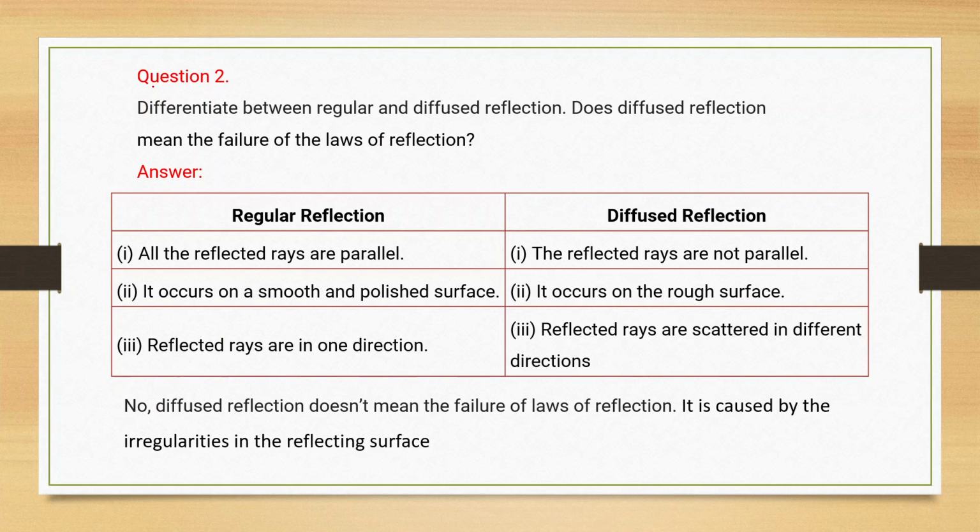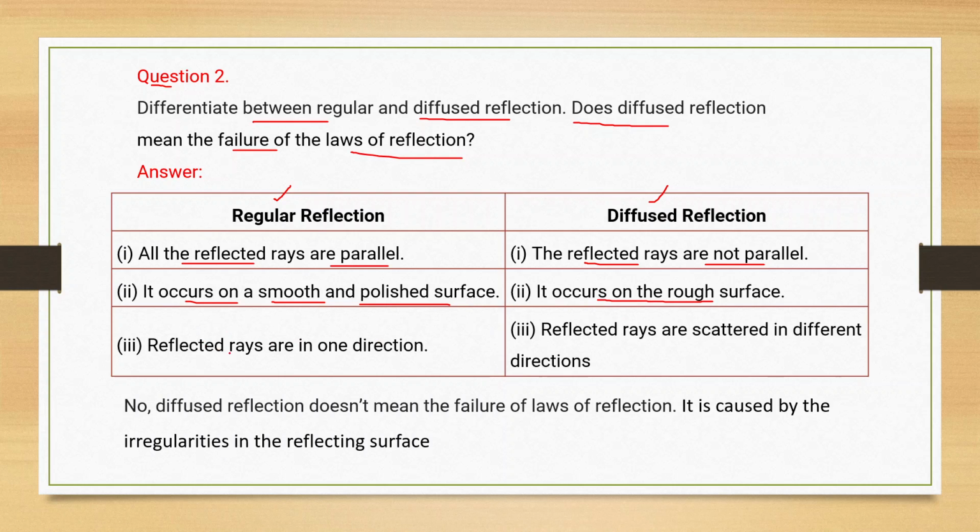Now, question 2. Differentiate between regular and diffuse reflection. Does diffuse reflection mean the failure of the laws of reflection? Make two columns, one side regular reflection, another side diffuse reflection. In case of regular reflection, all the reflected rays are parallel, while in diffuse, the reflected rays are not parallel. In regular reflection, it occurs on a smooth and polished surface, while diffuse reflection occurs on the rough surface.